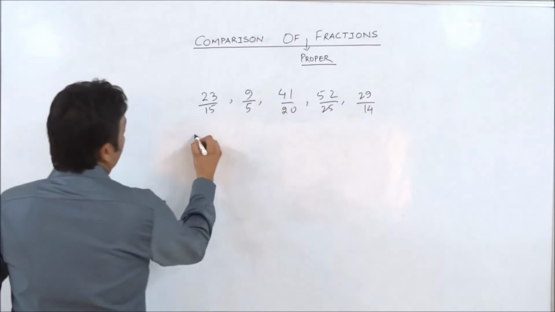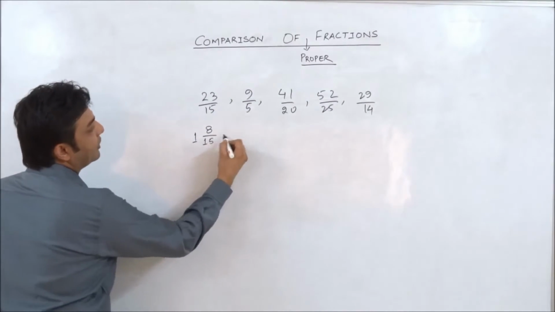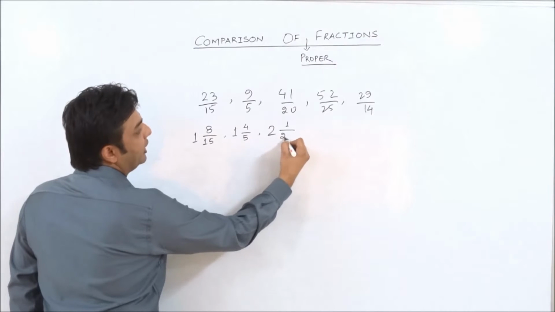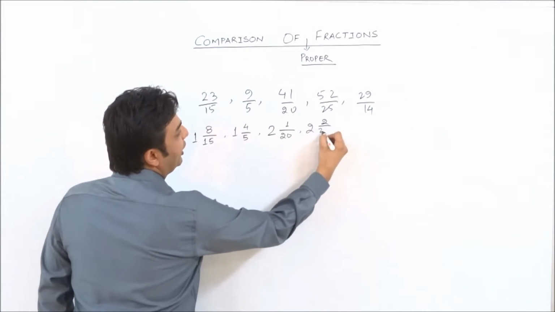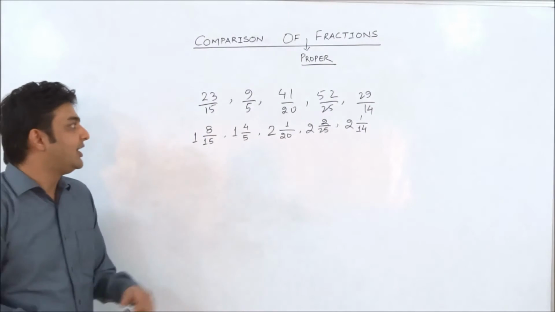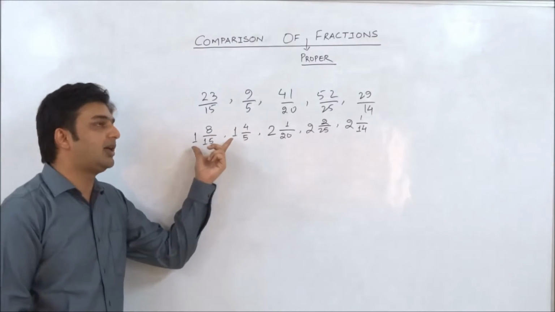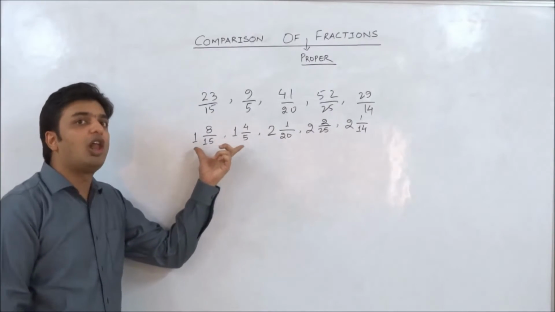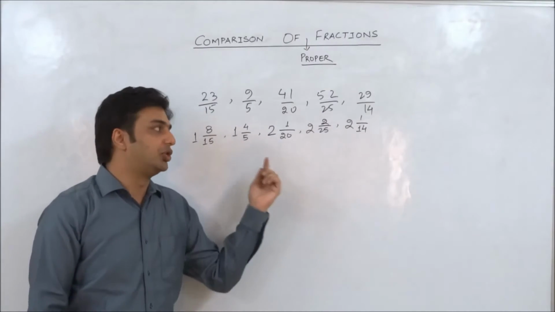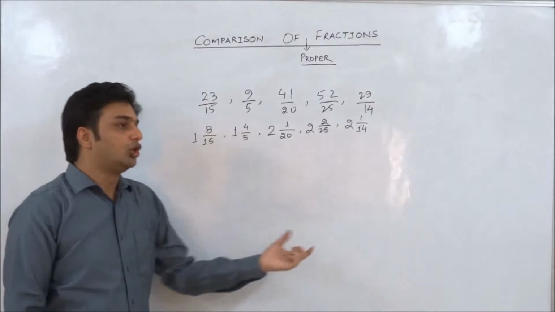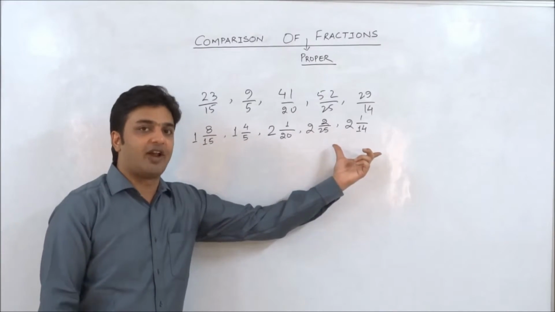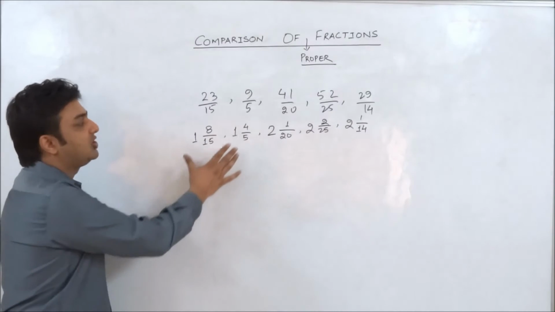So this will become 1 8 by 15, 1 4 by 5, 2 1 by 20, 2 2 by 25 and 2 1 by 14. As you can see, these two numbers have the integer part as 1, so their value will always be less than 2. But these three numbers have integer part as 2, so these numbers are always going to be greater than 2. So these two are going to form the bottom two rungs of our fractions, and these three are going to be the greater fractions. So now let's compare these two, which is the smallest.